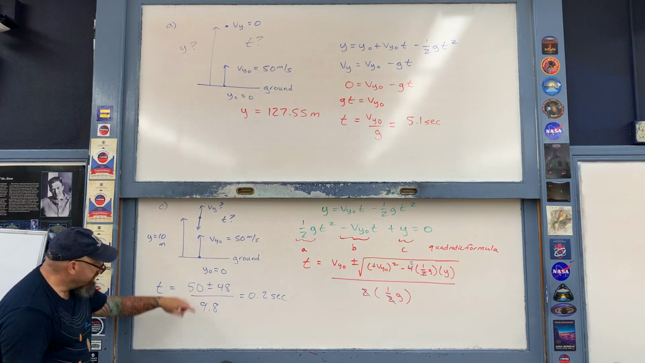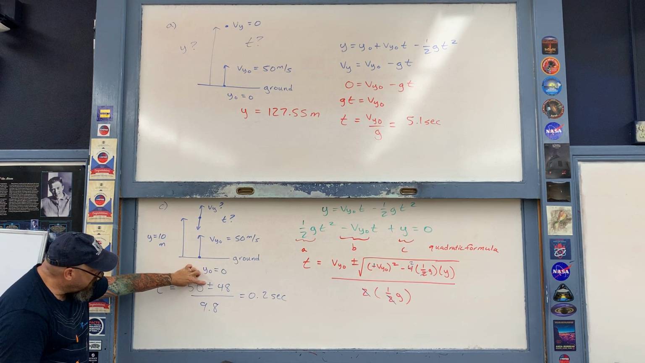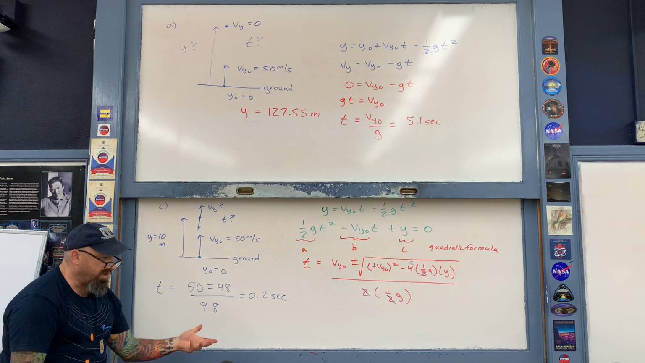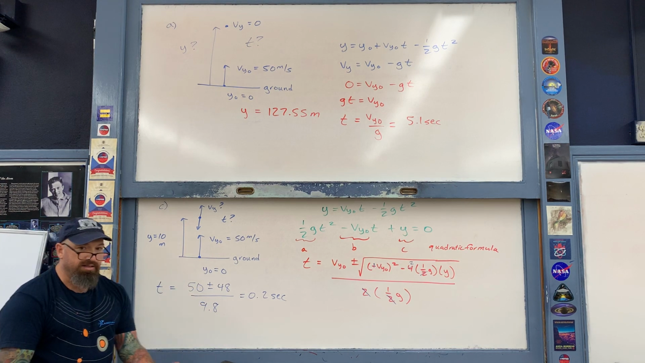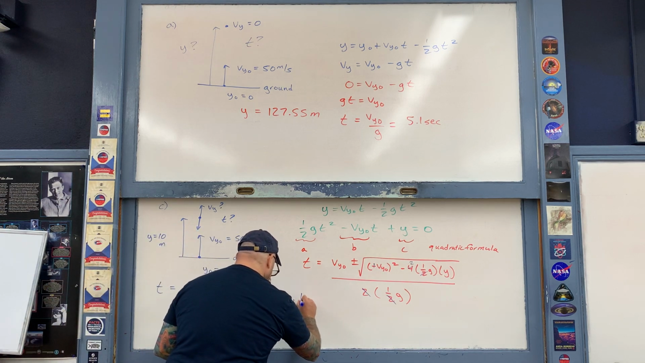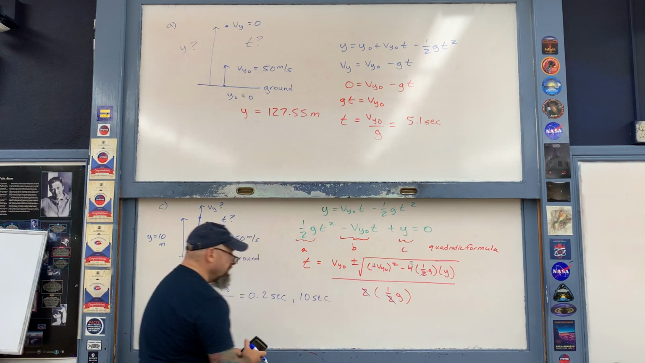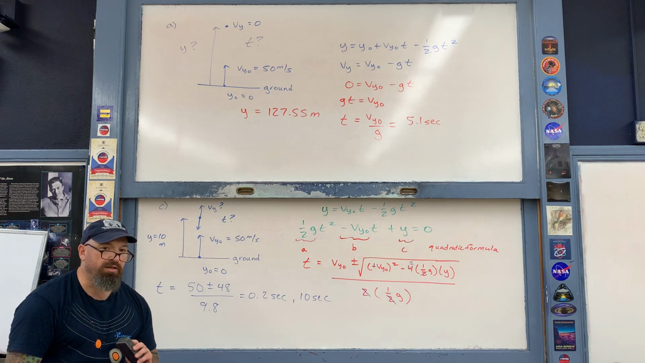And then the second time occurs when I use the positive sign here in the numerator. That'll be the time on the way down. 50 plus 48, and then divided by 9.8, that's actually a total of 10 seconds. So once on the way up and once on the way down.